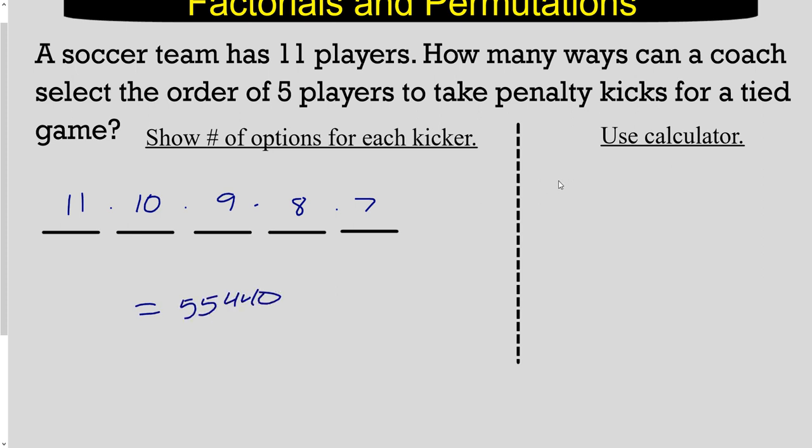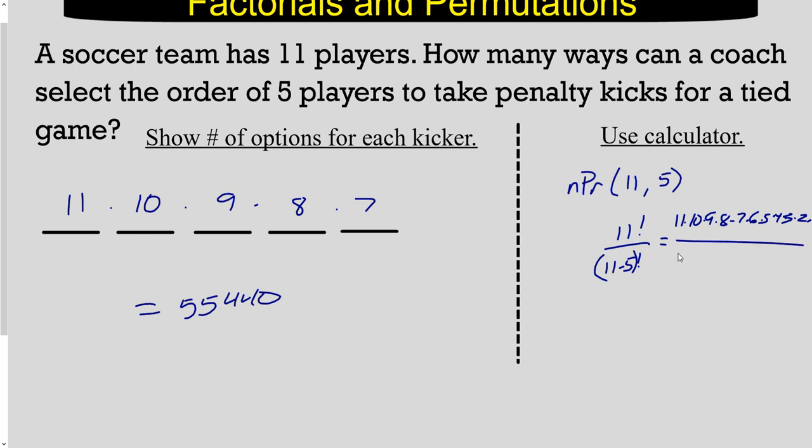If I'm going to use a calculator, nPr: how many things are there? Well, there are 11 players to choose from. How many do I need to choose? Just 5. So 11 factorial over 11 minus 5 factorial. Now that has to be in parentheses, right? So that's 11, 10, 9, 8, 7, 6, 5, 4, 3, 2, 1. Barely squeaked it in. Over 11 minus 5 is 6. 6, 5, 4, 3, 2, 1.